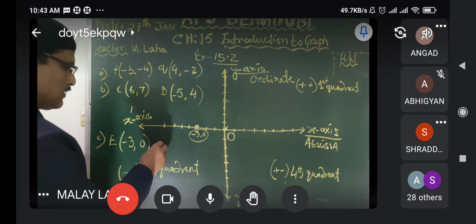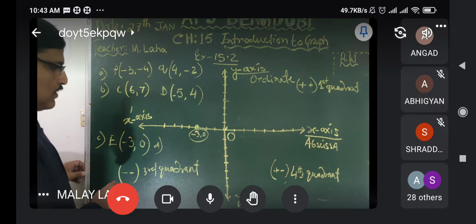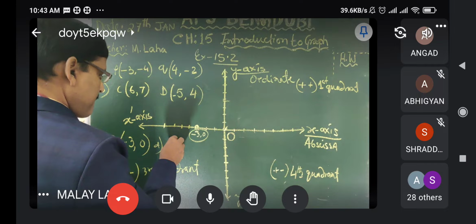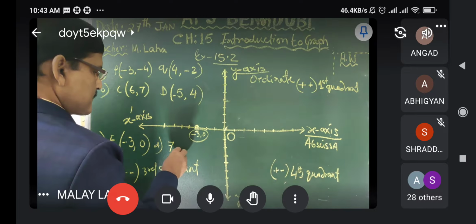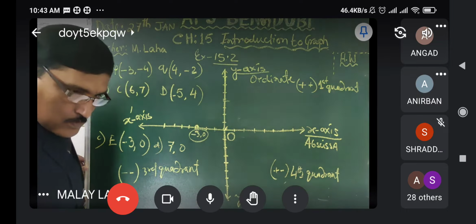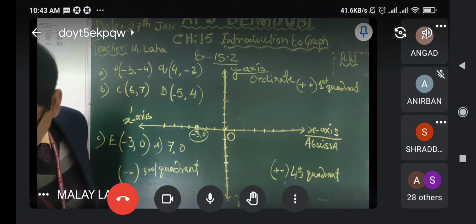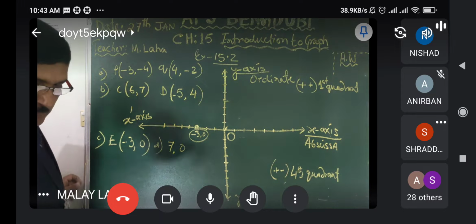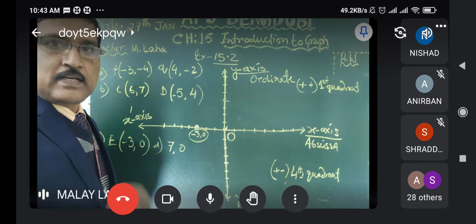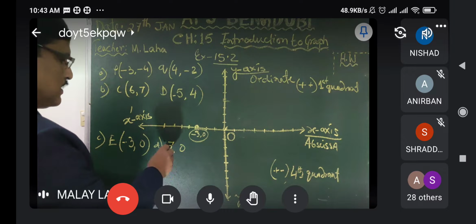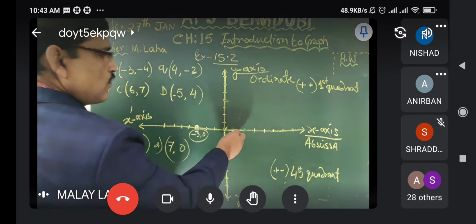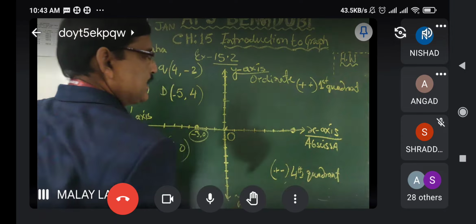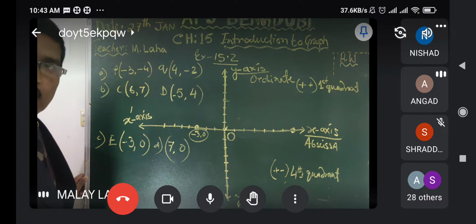Similarly, you tell me, question D I am giving you. Suppose 7, 0. Where will it fall? Sir, it will fall on the x-axis, on the positive side of the x-axis. Yes, it's 100% correct. So your value is 7, 0. 1, 2, 3, 4, 5, 6, 7, and y is not moving, so it is falling on the x-axis on the positive side. Understood my point?